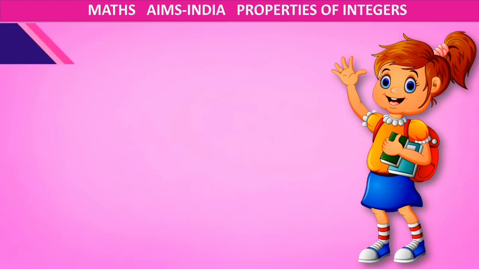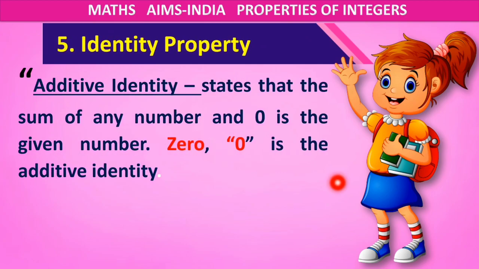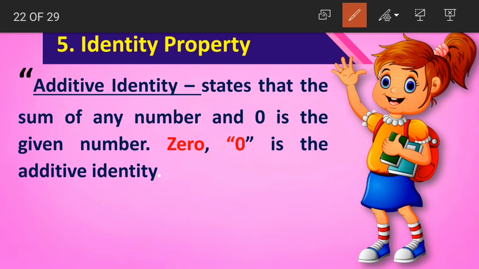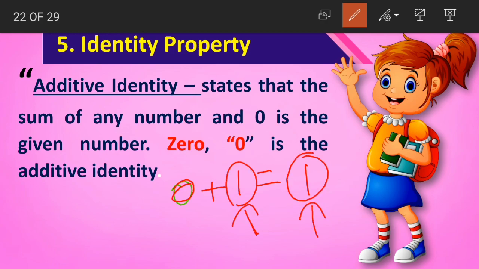When we add 0 to any number, then we get the same number. Additive identity says that the sum of any number and 0 is the given number. Right? If I take two numbers, 0 and 1, when I add 0 and 1 together, the answer will be 1 only. The identity of this number is not changed, right? I added 1, I got 1. The identity is not changed. How was this possible? Because I used the number 0 here.